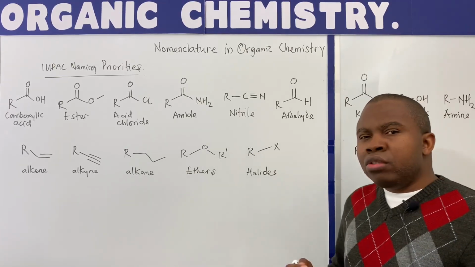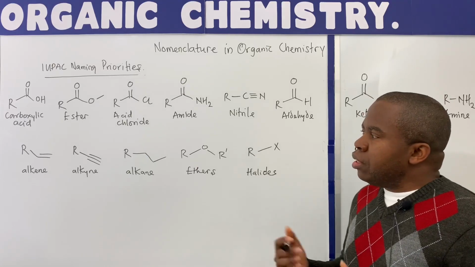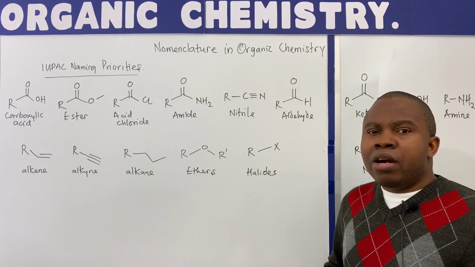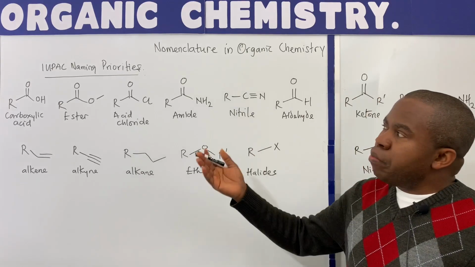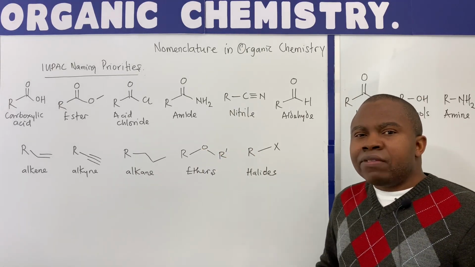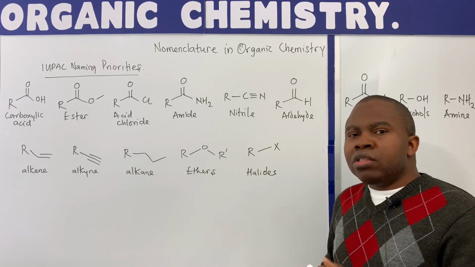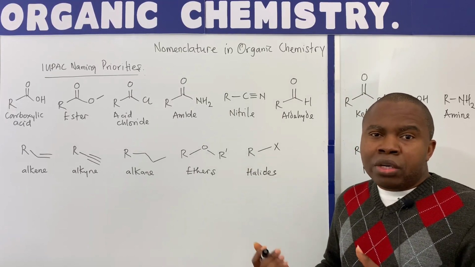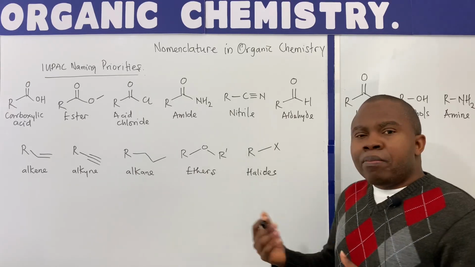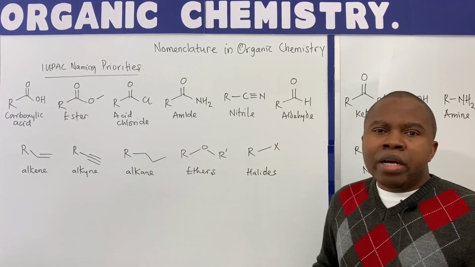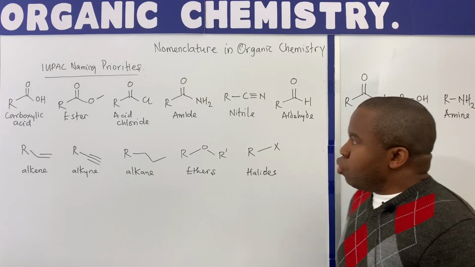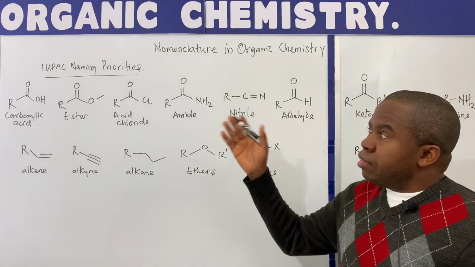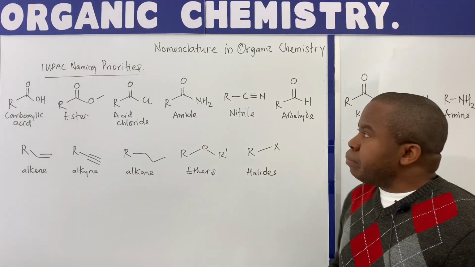So I'm going to show you a few examples, and we're going to use this naming convention to name these examples of compounds, and we're going to appreciate the IUPAC naming priorities to identify which functional group becomes the parent name of the structure that we're going to be looking at. And you can apply this to name any organic compound in organic chemistry. So the first thing we're going to take a look at is the IUPAC naming priorities.